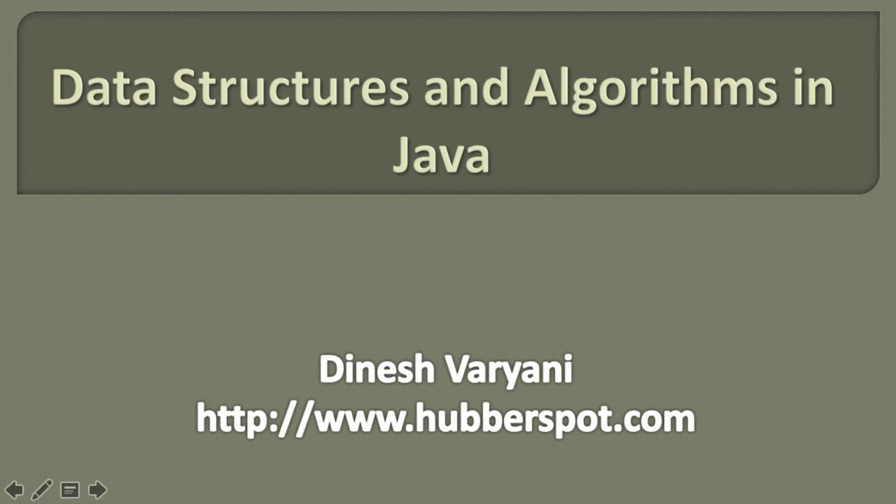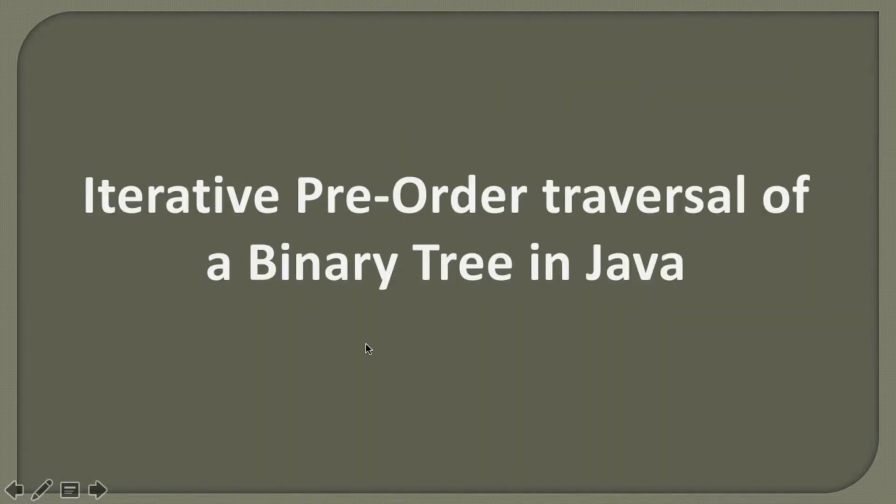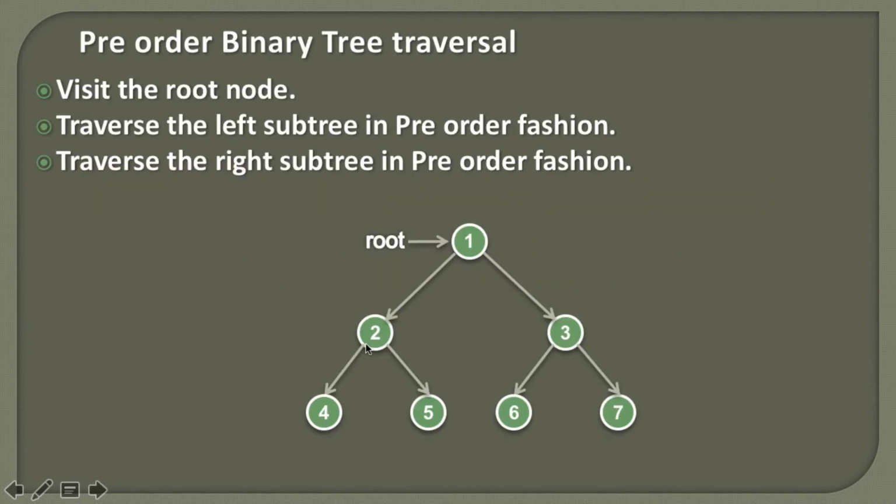Friends, in this tutorial we will discuss iterative pre-order traversal of a binary tree in Java. So friends, in my previous tutorial we discussed what is a pre-order binary tree traversal. In pre-order tree traversal, we perform three steps for each and every node of a binary tree. That we first visit that particular node, and then we visit its left subtree, and then we visit its right subtree. And this we do for each and every node.